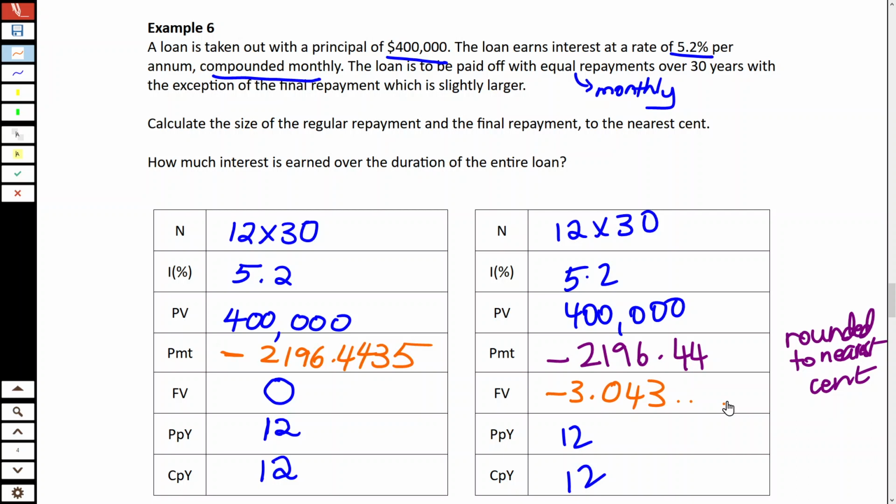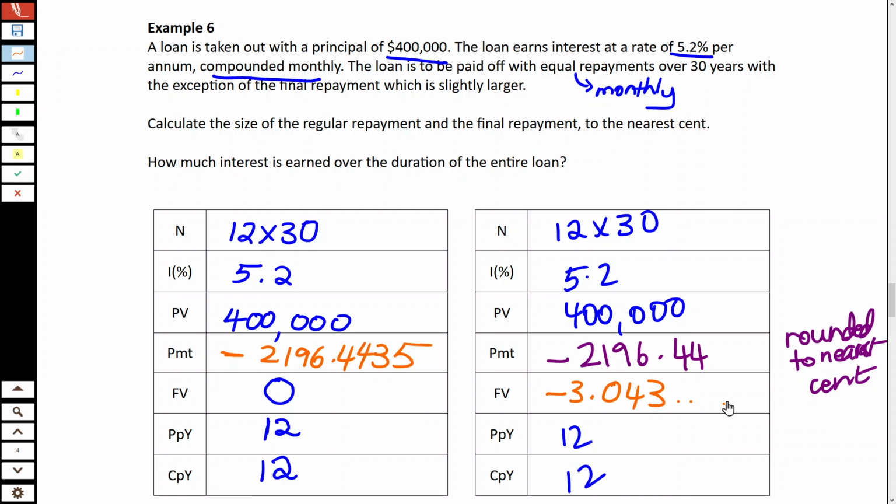We've got a negative value here, so think about this carefully. If I pay 2196.44 every month for 30 years, the final value of this loan is minus $3. So what does that mean? I can't ask you these questions when you're on your own in the exam or during the SAT. It's your job to do this. So what does this mean? It means that the future value.